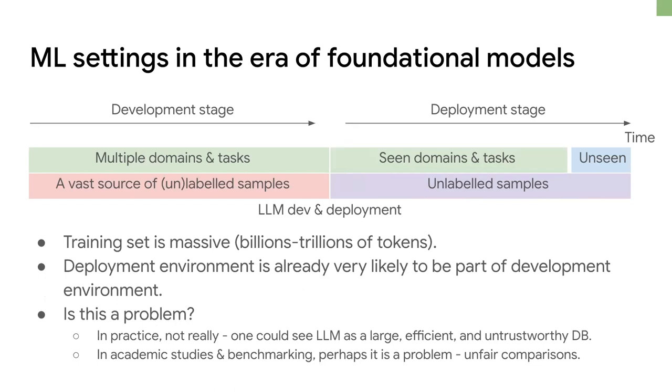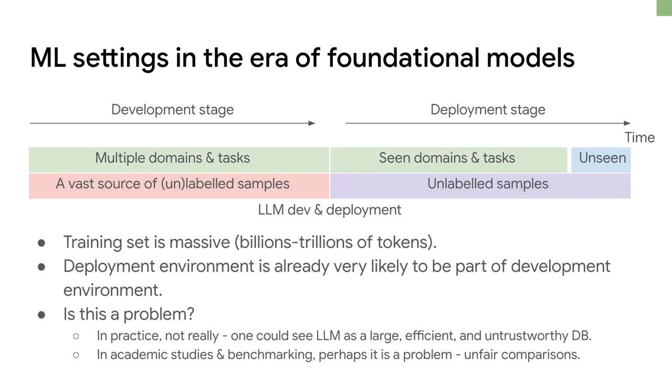So let's talk a little bit about foundation models and the ML settings. Now the big difference is that the training data is massive, billions to trillions of tokens. So where do they actually get the data from? They get the data from the web. And in many cases, the benchmarks are already embedded in the web. So it's very likely that the training data set already contains quite a bit of the benchmarks out there. And so if you measure the performance of those large language models, for example, it's very likely that they have seen those particular test cases.